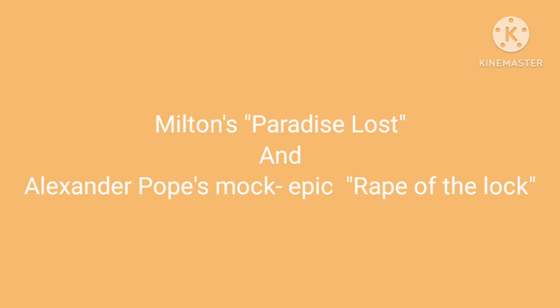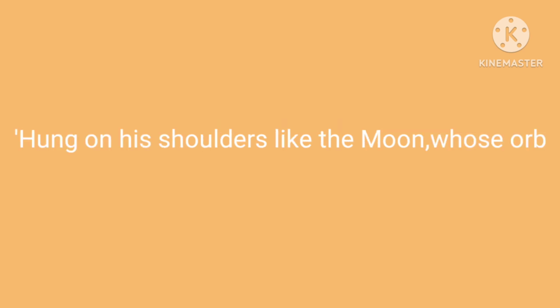Milton in his Paradise Lost and Pope in his mock epic The Rape of the Lock made abundant use of such Homeric similes. For example, "the broad circumference hung on his shoulders like the moon, whose orb through optic glass the Tuscan artist views."